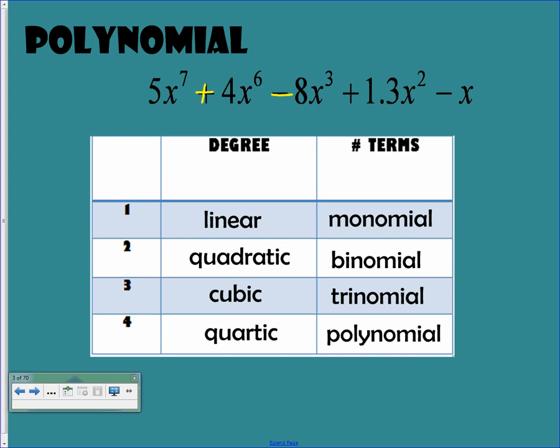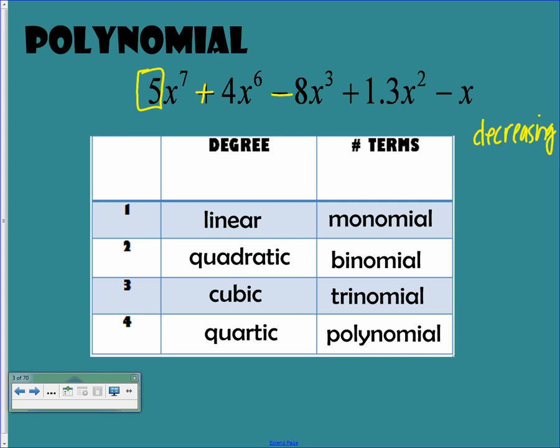You're never going to see multiplication or division. Notice they're also written in decreasing order. So the 7, 6, 3, and so on, decreasing order is called standard form. So this one is in standard form as we look at it right now. Some of the vocabulary here, leading coefficient. The leading coefficient when written in standard form is going to be your first coefficient. So the leading coefficient of this example is a 5.